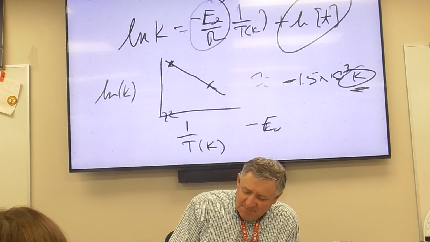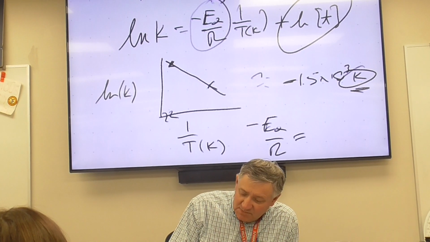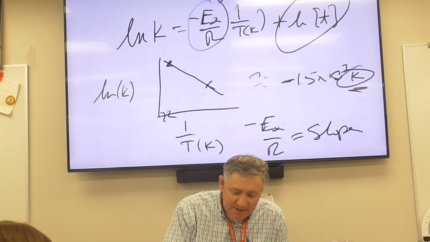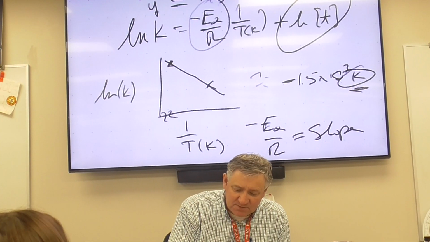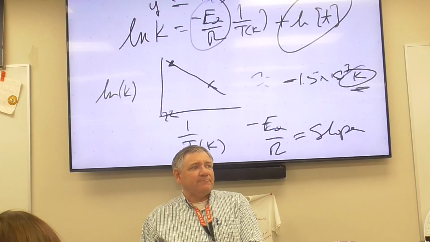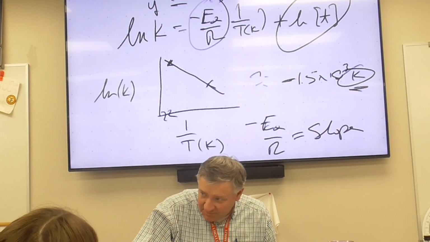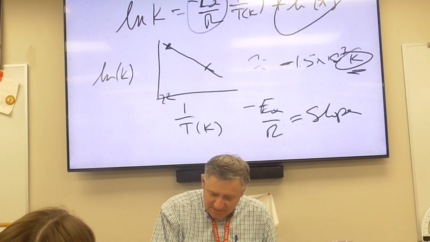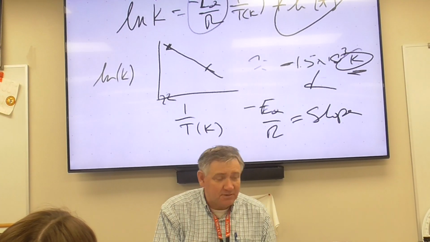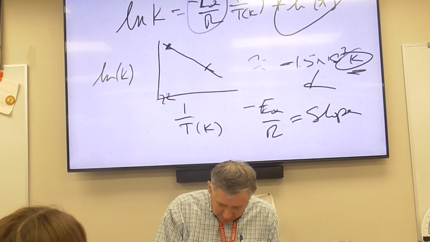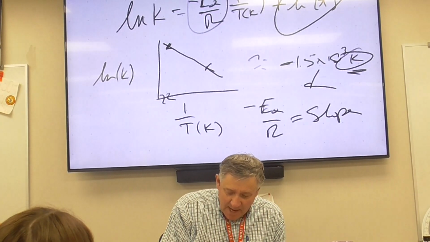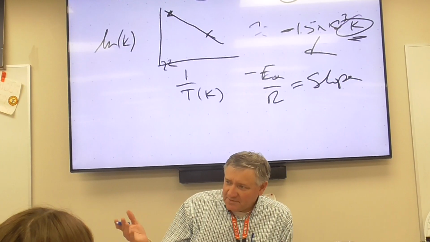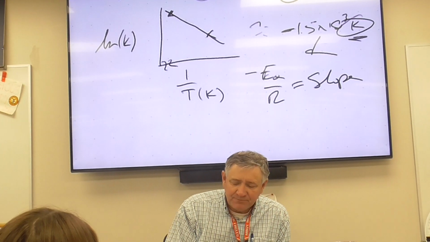Now, here's the whole point. This negative E sub A over R is what the slope is, because this is in the form of y equals mx plus b. So this is a mathematical operation. The slope, which you just found, in my situation, much to the happiness of Charles Shortcut, I got negative 1.5 times 10 to the third, about that.